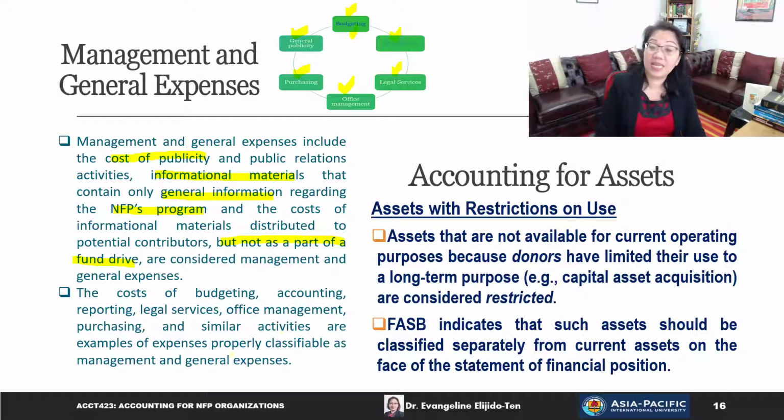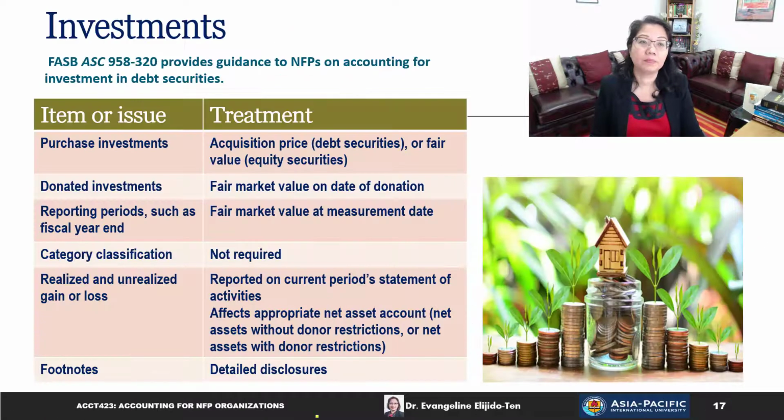Now, FASB indicates that such assets should be classified separately from the current assets on the face of the statement of financial position, not just as part of the notes to the financial statement. So it has to be disclosed and recognized in the statement of financial position. Let's look now at the investment asset.